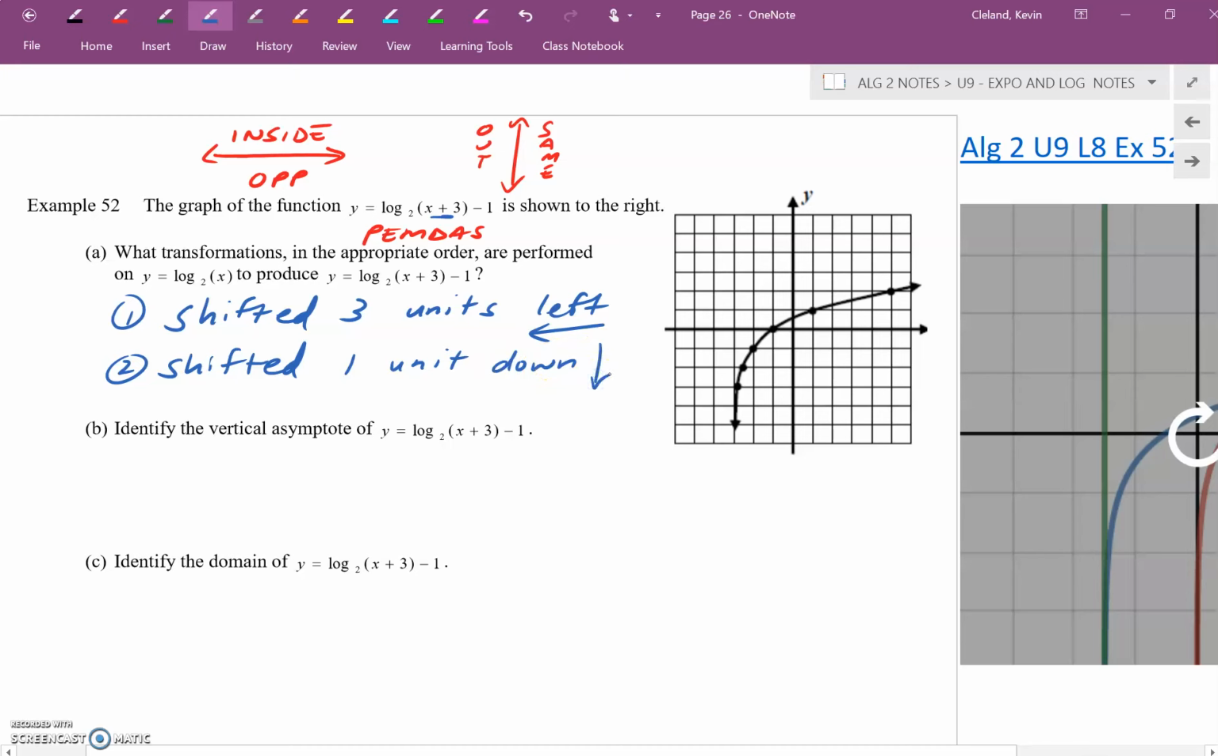So if everything's being shifted 3 units to the left, that vertical asymptote, that wall that was originally the y-axis, is going to get shifted 3 units to the left as well. And that's what we'll never cross. Well, that's the line x equals -3, as opposed to this being the line x equals 0.